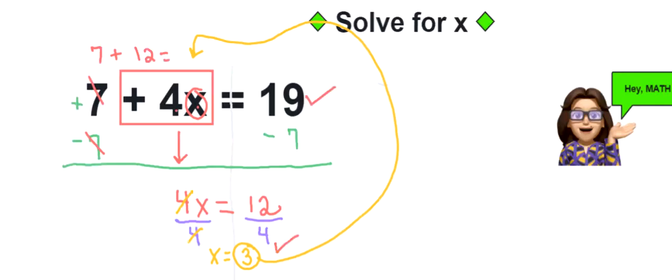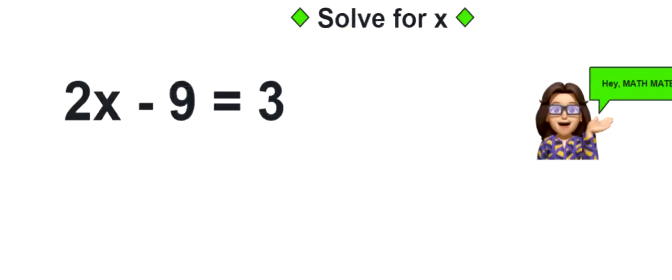So anytime you get done with a problem and you want to make sure you got it right, just put your answer back in for x and you can see if it works. All right, let's do another one. So here, again, what are we doing? We're solving for x. So the first thing I want to do is read the problem. 2 times x minus 9 equals 3.